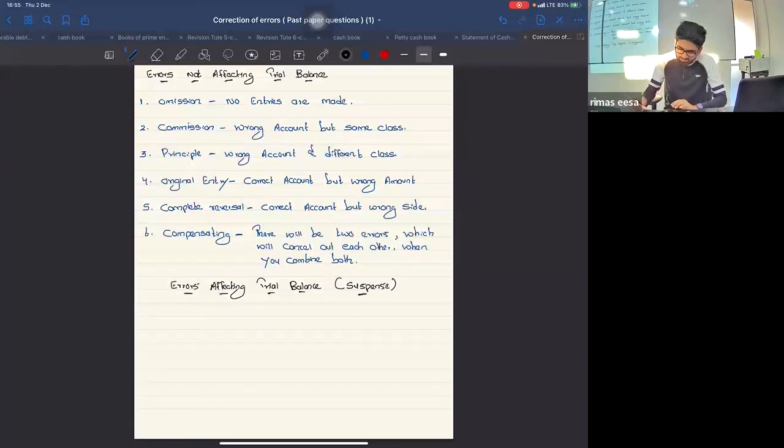Okay, from next month. Errors affecting trial balance. Error number 1. You can say single entry. Error number 1, single entry.